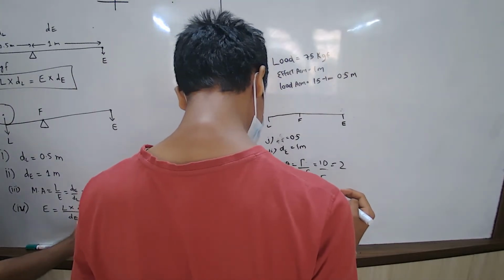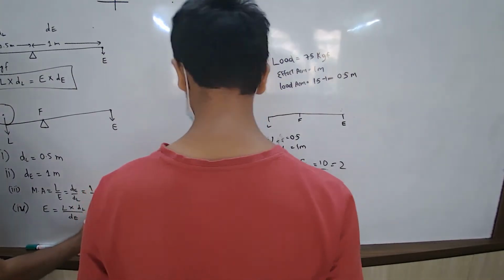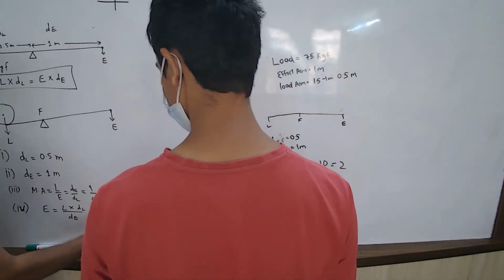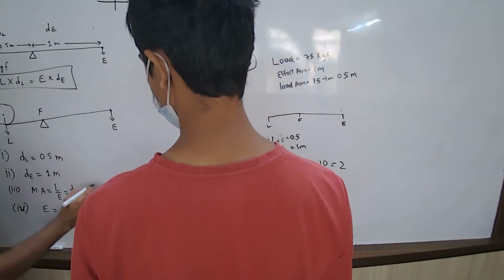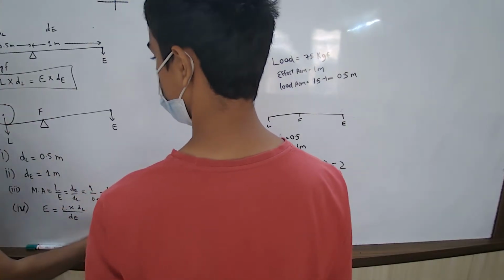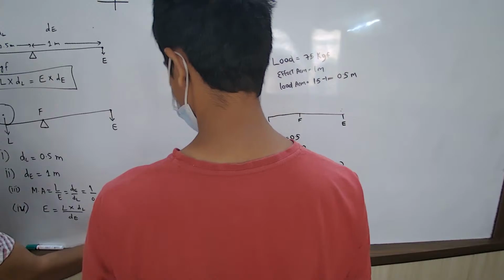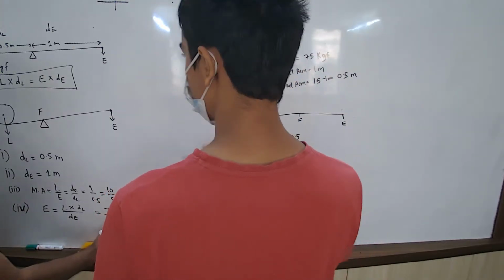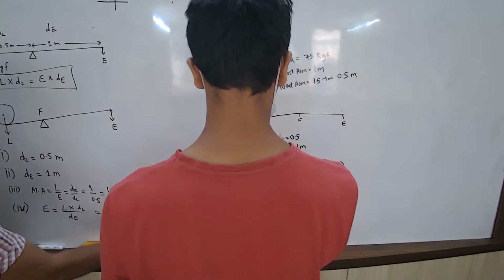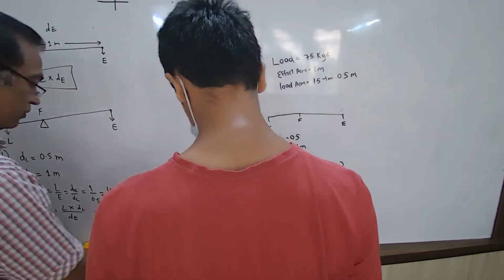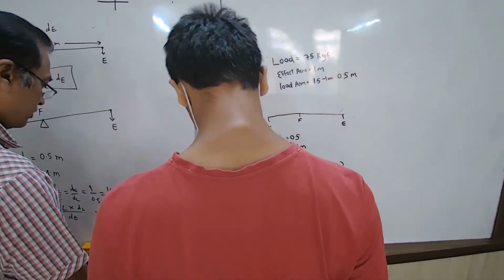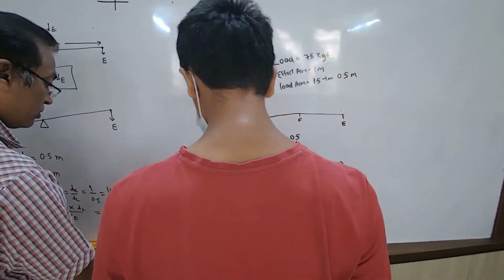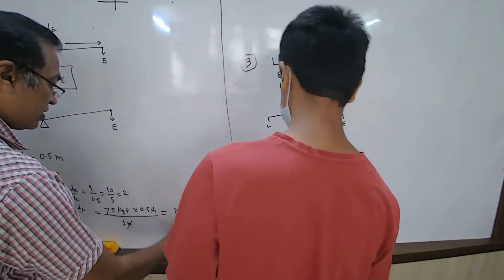So what is the load? Load is 75 kg. What is DL? 0.5. What is DE? 1 meter. So कितना आ गया? 5 5 से 25, 2 5 से 30. 37.5 kg.